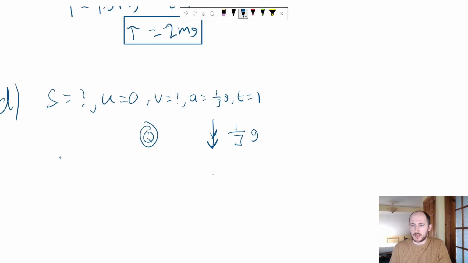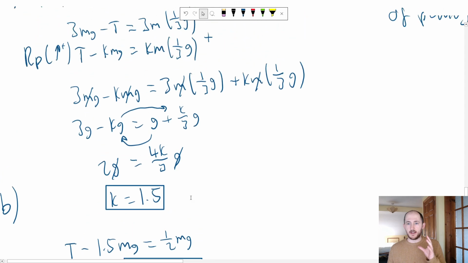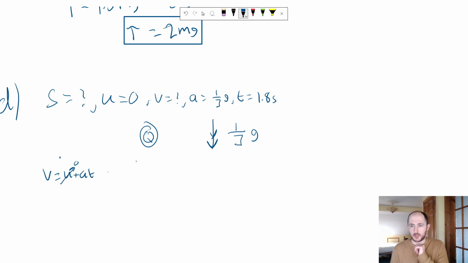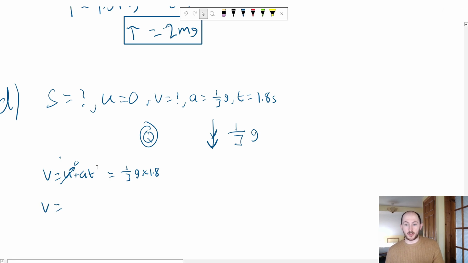So from here, there's two things we want. I want its final velocity and the displacement, because that's going to be kind of the beginning distance. So let's work out V first, because that'll give me V is equal to U plus AT. And this is quite nice because U is just 0. So it's just a third g times 1.8. And again, because we want everything in terms of g, I'm actually just going to do a third of 1.8, which is 0.6 g.